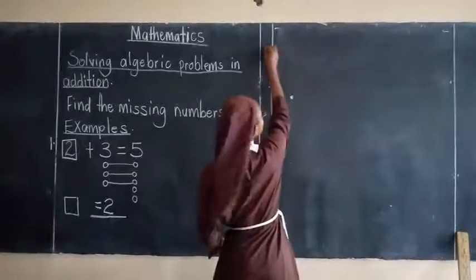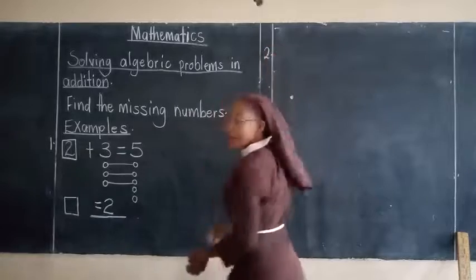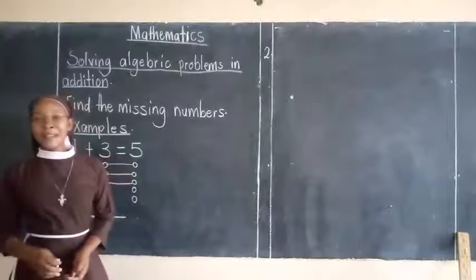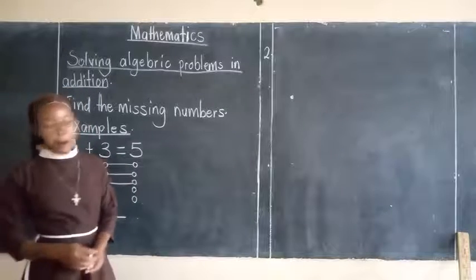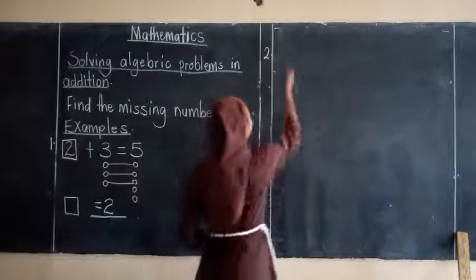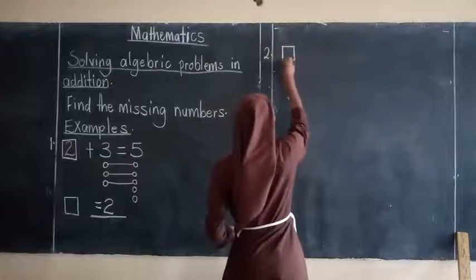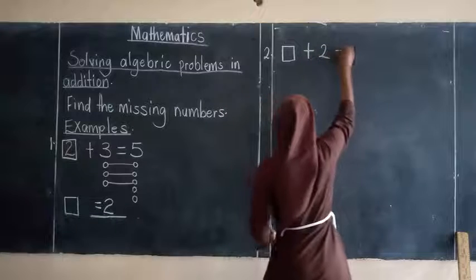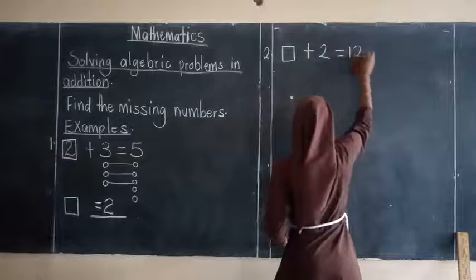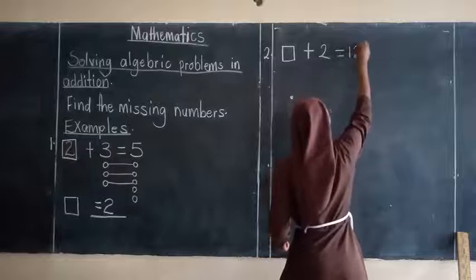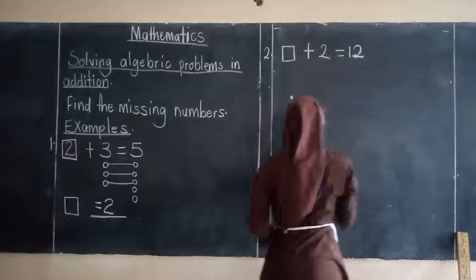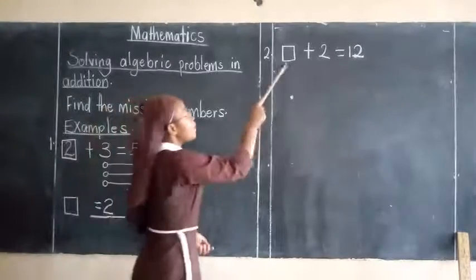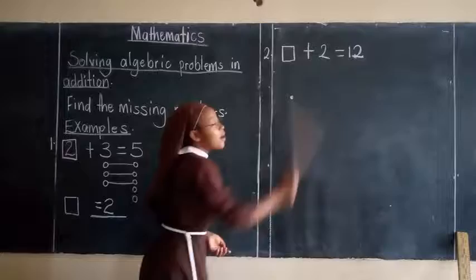Example 2. This is our number 2. Can any of you give me any number? Yes, Alinda. Good. Box plus 2 equals 12. Let's all read: box plus 2 equals 12.